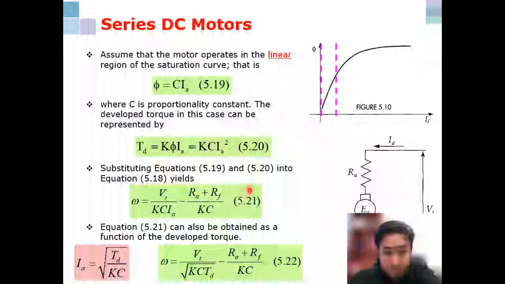Then try substituting equations 5.19 and 5.20 into equation 5.18, and you can get this value. Just replace the values. I want all of you to try this to get the speed equation: speed is equal to Vt over KC IA, minus (RA plus RF) over KC, to get the final equation 5.21.